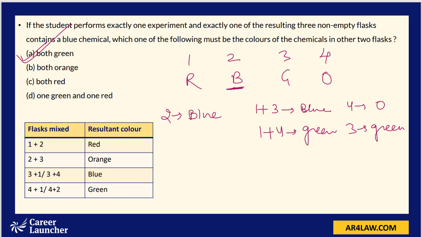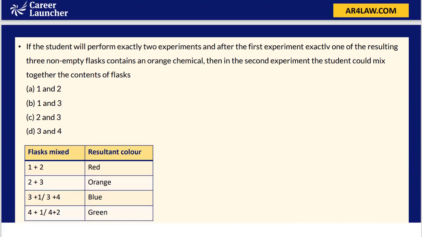So what we did here is that since we wanted one of the flasks to have blue chemical, we retained that particular flask which already had blue chemical, and we performed experiments on the other 3 flasks. And that's how, I guess, reaching an answer would be a faster and easier thing to do. Moving on to the next one.